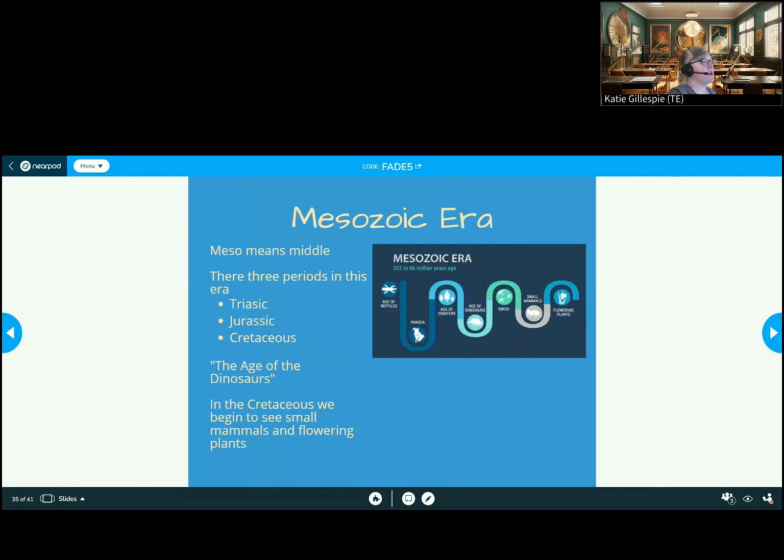Next is Meso. Again, Meso means middle. Makes sense. Y'all gonna love this one, right? There are 3 periods in this era: the Triassic, the Jurassic, and the Cretaceous. I bet just in saying those words, you could tell me what existed during this time. This is called the age of the reptiles, or you might see it as the age of the dinosaurs, because they were the apex predator at that time. At the end of the Cretaceous, we start to see some small mammals, but the mammals really couldn't get an edge, right?